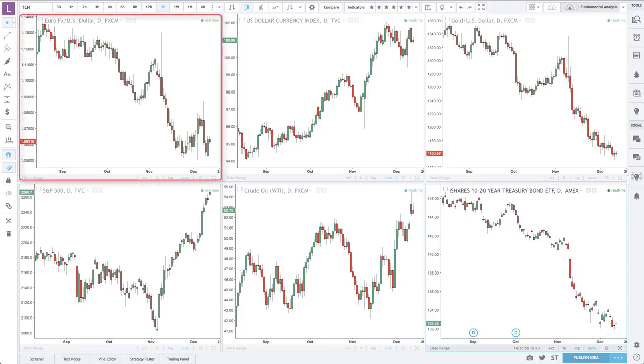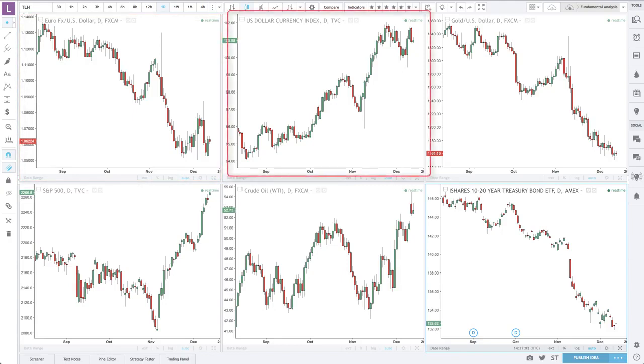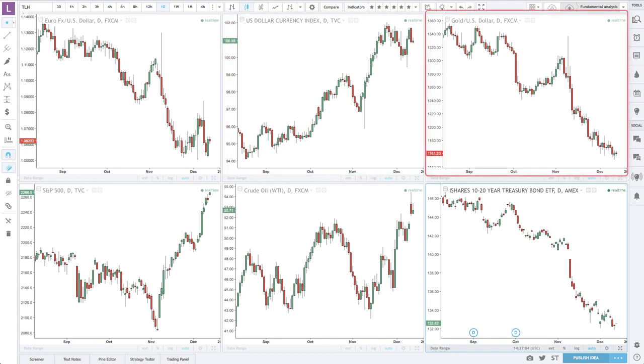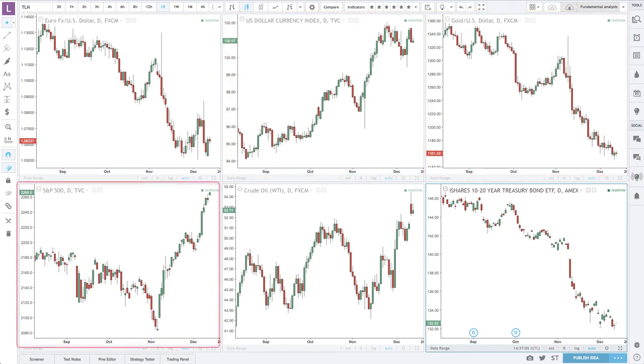The top left screen displays the Forex market, which is currently showing the euro-dollar currency pair. The top center shows the dollar index. The top right shows gold. The bottom left is the S&P 500 stock market index. The bottom middle we have crude oil, and finally US government treasury bonds. All charts show the daily time frame.